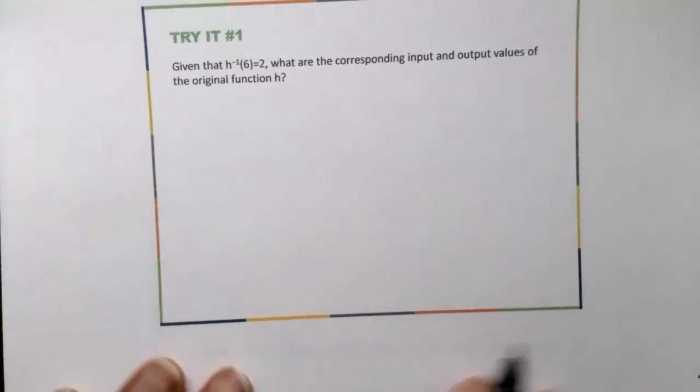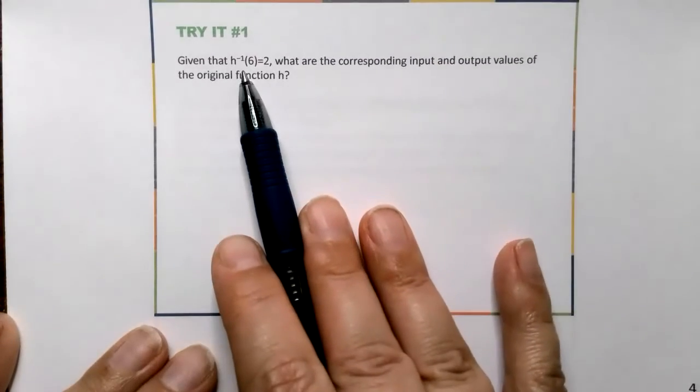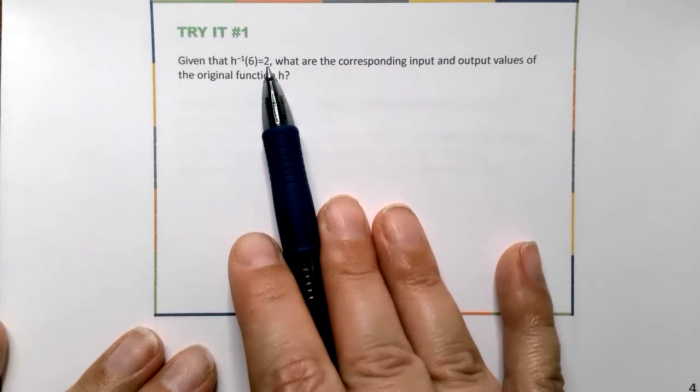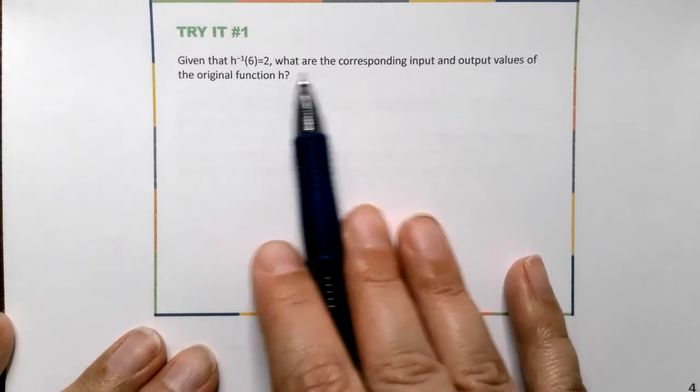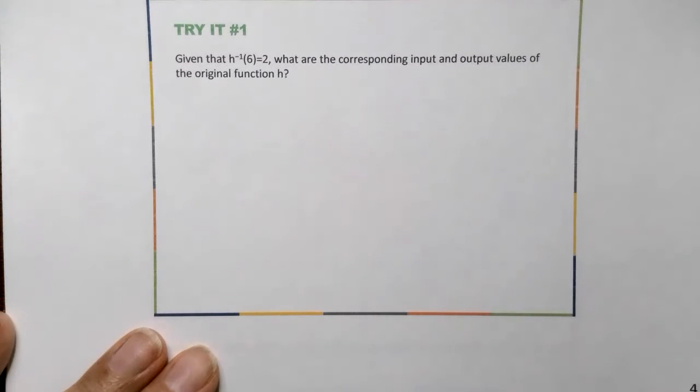Now I want you to try this one. It says given that the inverse of h with the input 6 is 2, what are the corresponding input and output values for the original function h? Okay, go ahead. Let me know if you have any problems with that.